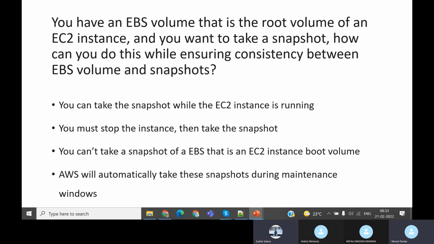This is the best answer. Oh, I thought there are two answers. So I thought you were asking for two answers. Oh, no, no. If it were two answers, then you could consider option 4 too. But option 1 is also right: you can take snapshots while the EC2 instance is running. But our question is ensuring consistency between EBS volume and snapshot. In case of option 1, there may be a chance of some data loss. Right.